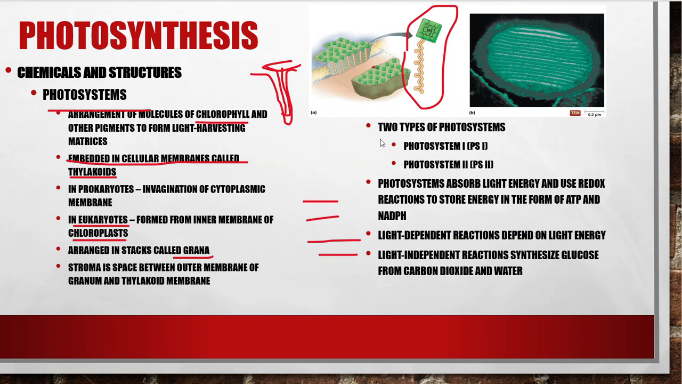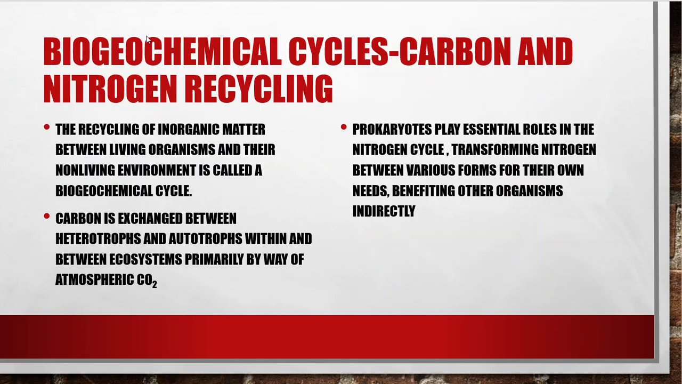So there's 2 types of photosystems, photosystem 1, PS1, and PS2. These guys absorb those energies, and then they use the redox to store energy as ATP and as NADPH. Remember, that's the one that we were talking about. These guys are light dependent, so they have to have light energy in order to have this. There are some that are light independent that allow these guys to make glucose from carbon dioxide and water without the benefit of sunlight.